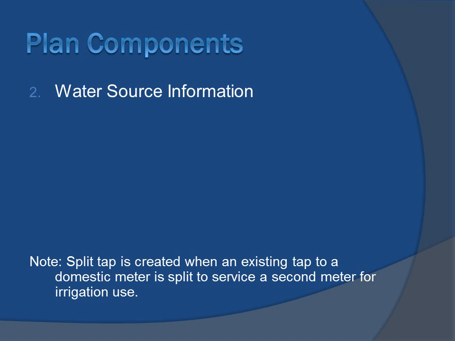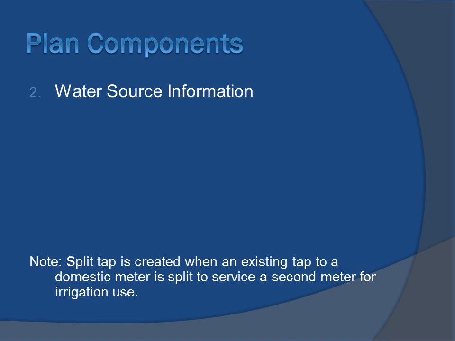All right. Part number 2 of the plan, components. Your water source information. Are we going to have a split tap or are we going to have a single tap? Does anybody know what that means, class? A split tap is where one pipe goes off in multiple directions.